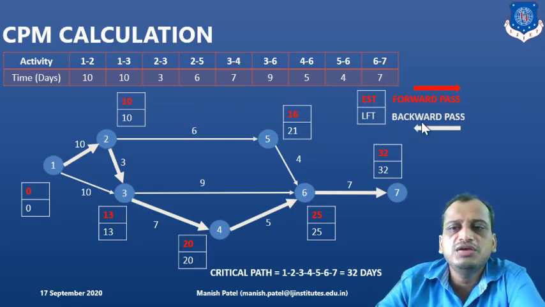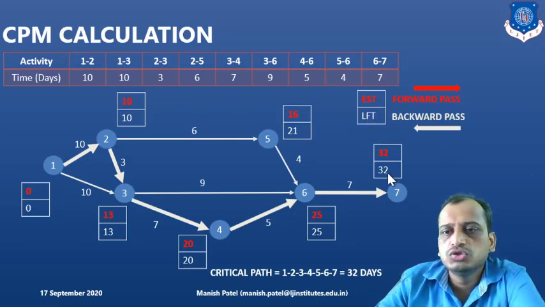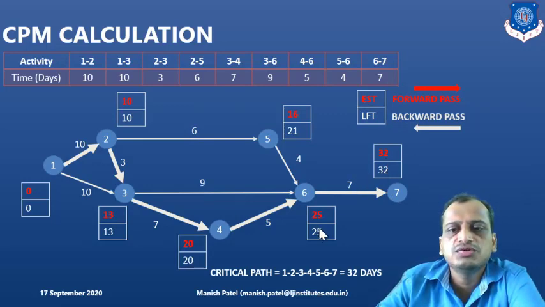So what about LFT? We will go the backward way. Here we have gone the forward pass. In the backward pass we will find out the LFT. The project duration is 32, so we will start with 32. Right? So 32 minus 7 is 25. 25 minus 5, sorry, we will go with the 5 first. So 25 minus 4 is 21. Now 5 to 4 we will go. 25 minus 5 is 20. Now 4 to 3. 20 minus 7 is 13.